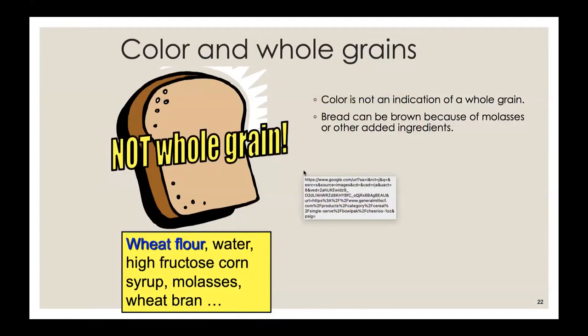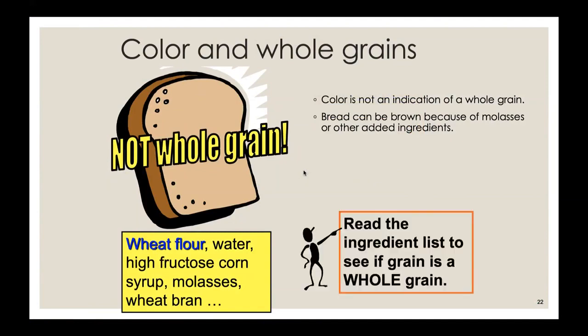So also, some of the time when we see a brown bread, we think that it's a whole grain bread. So color is not an indication of whole grain. Bread can be brown because of molasses or other added ingredients. So read the ingredient list to see if it's whole grain.